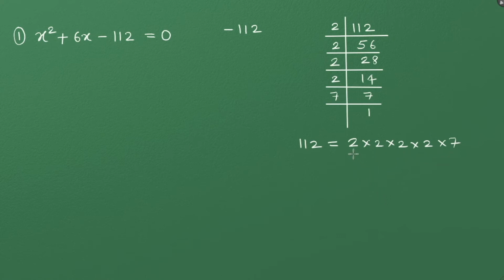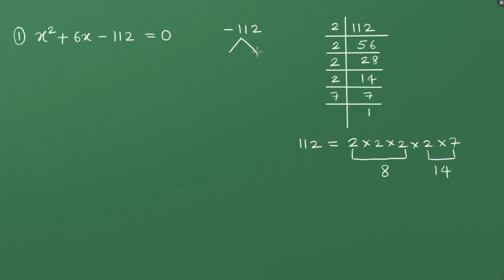Now let us check 2 multiplied by 2, that is 4, and 4 multiplied by 2 is 8, and 2 times 7 is 14. Now 14 minus 8 will give me 6. So this means 8 and 14 are the factors.